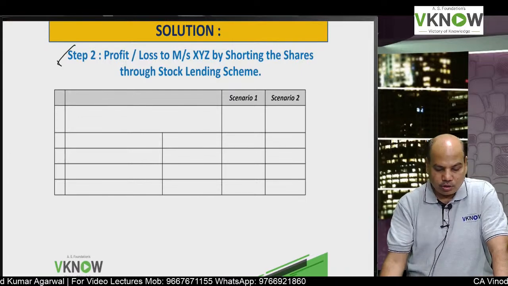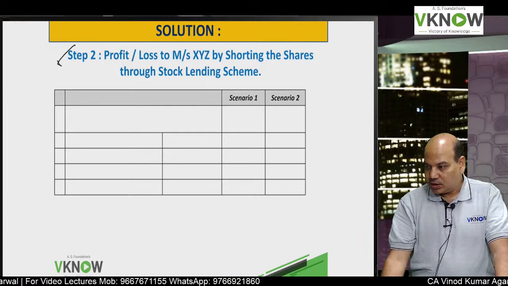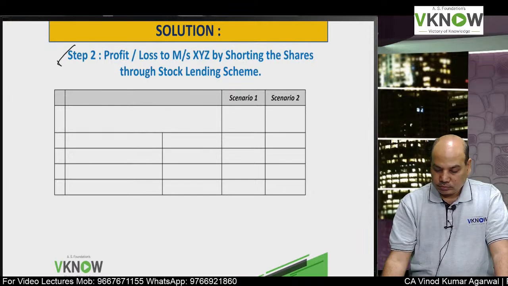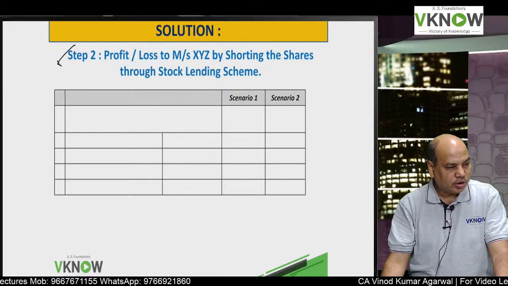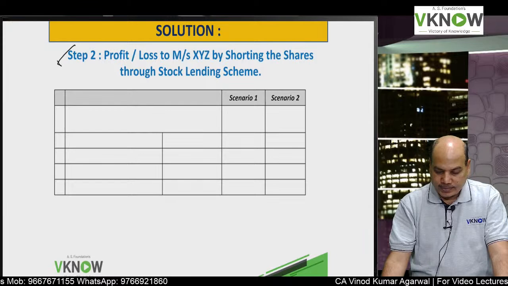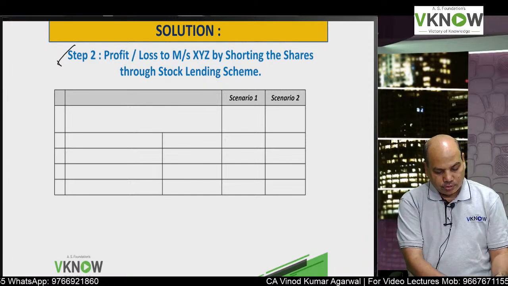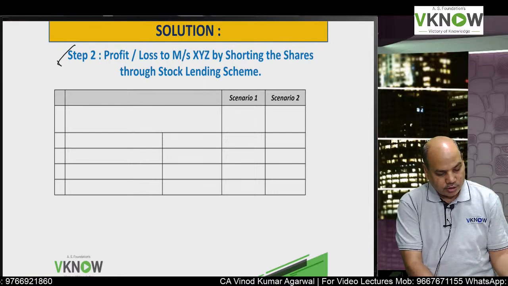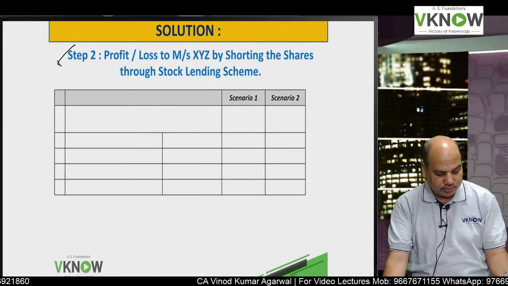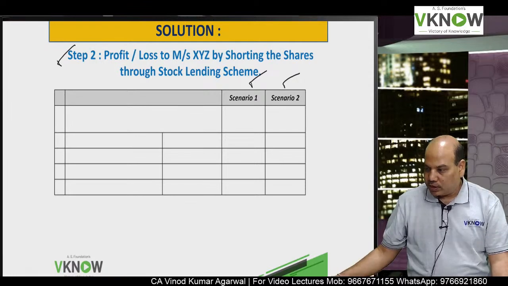Now you write down the calculation of profit or loss to Messrs. XYZ by shorting the shares through the stock lending scheme. Again two columns, scenario 1 and scenario 2.